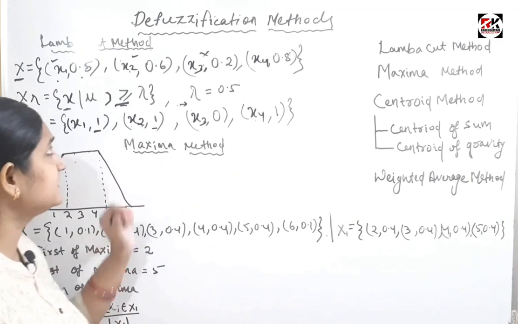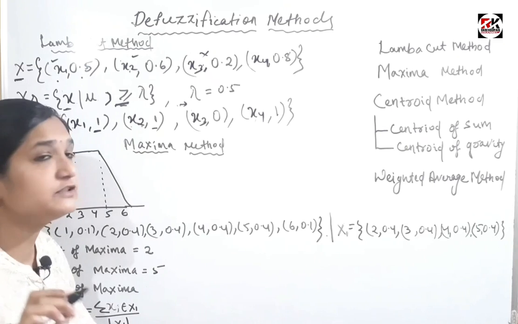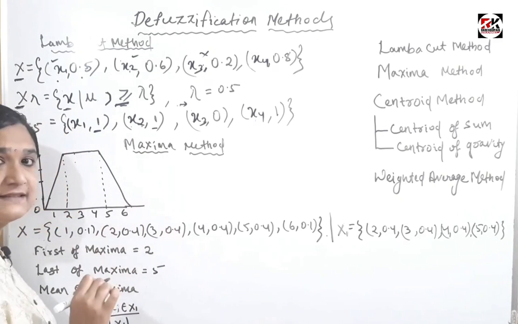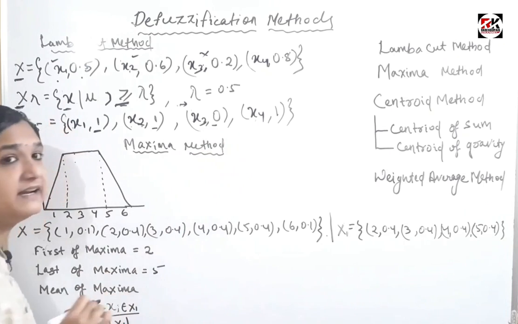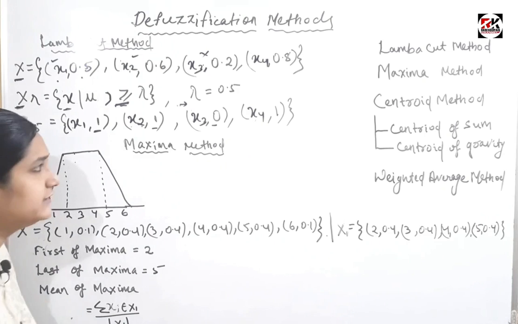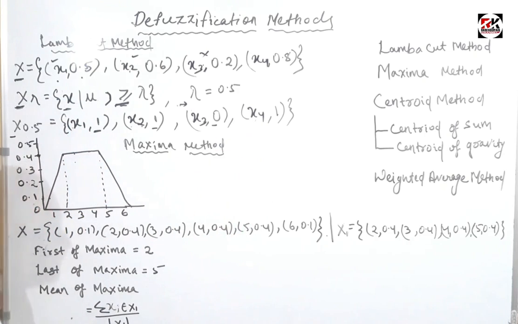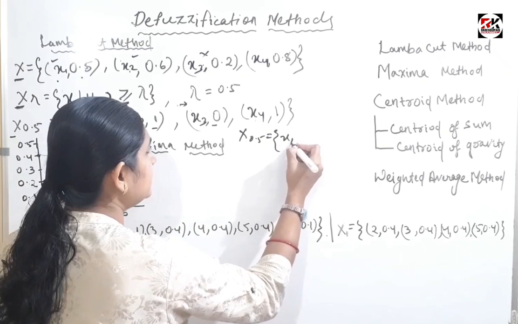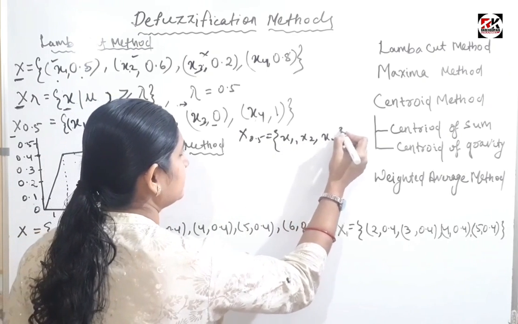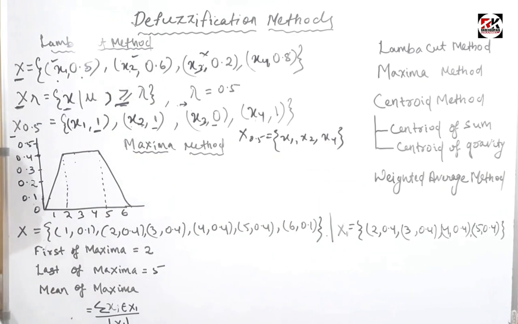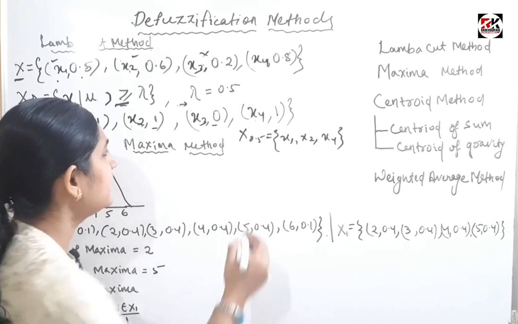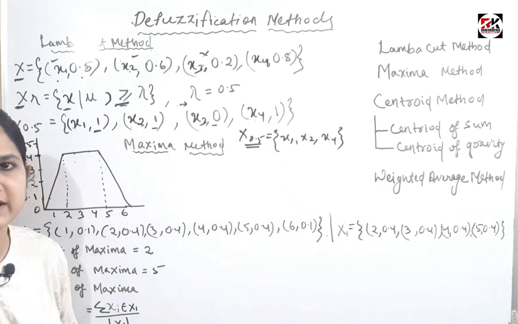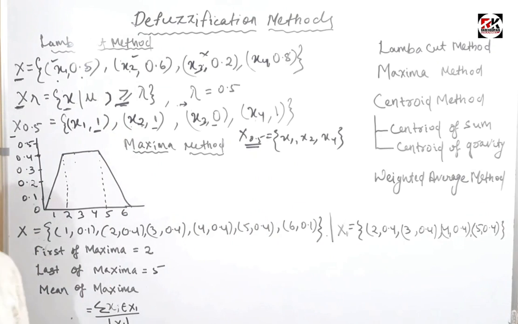Next, X3 will not be included because its value is 0.2, less than lambda, so I will write X3, but against it I will write 0. It signifies it is not included. X4 value is 0.8, obviously it will be included, so I will write X4, and against that I will write 1. So X at 0.5, what are the things included? X1, X2 and X4 are included inside the fuzzy set at lambda value equal to 0.5. So this is about the lambda cut method.